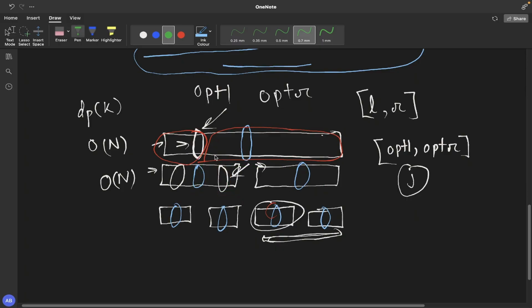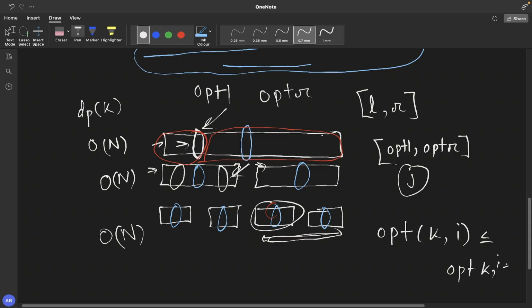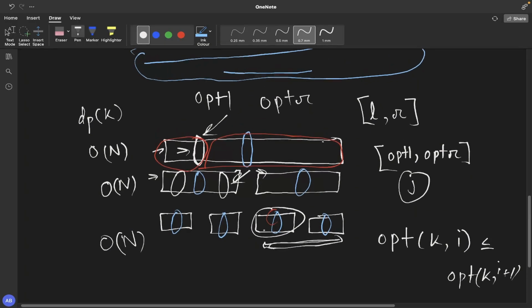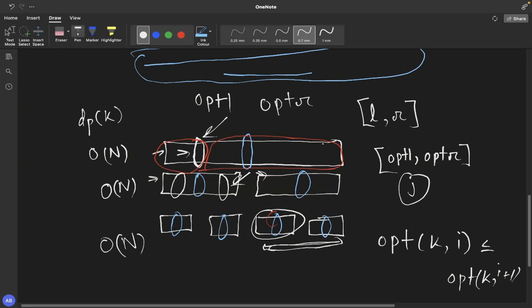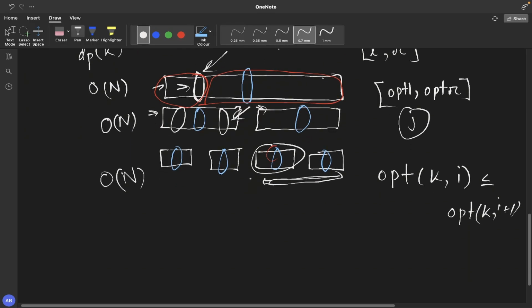And again, the work here will be O of n, because each value in the array can be accessed at most twice in a particular level, just because opt of k comma i is less than or equal to opt of k comma i plus 1. And because it's less than or equal to, we can access each splitting point at most twice. And we continue doing this until we calculate the optimal splitting point for all values, because we're increasing the number of segments by 2 each time.